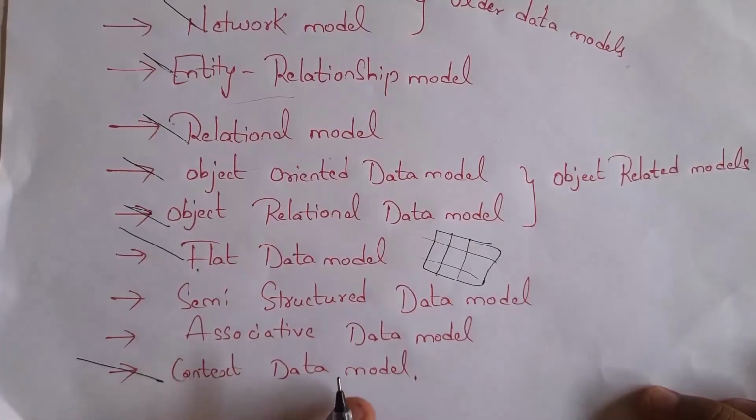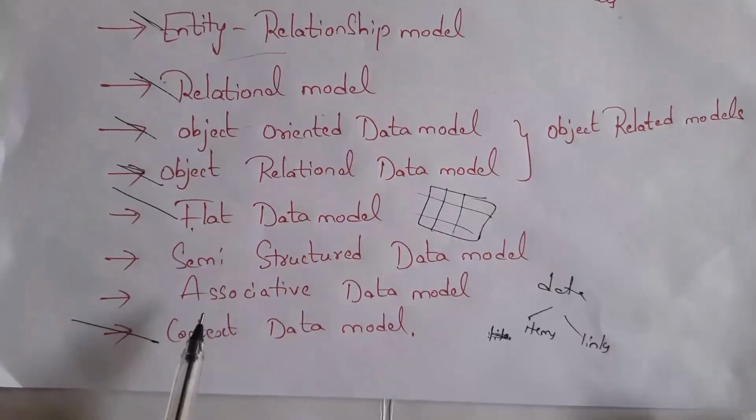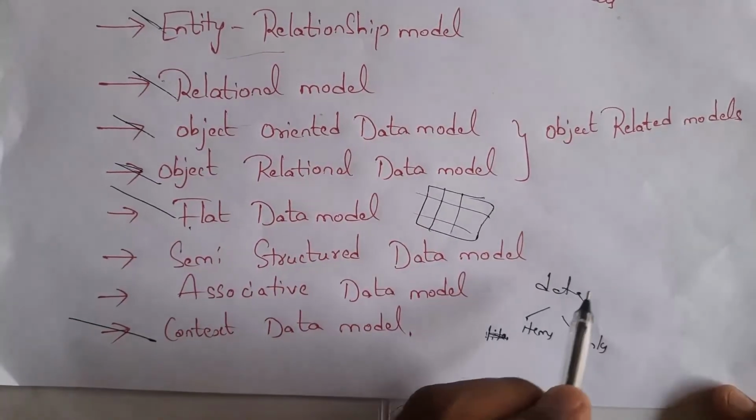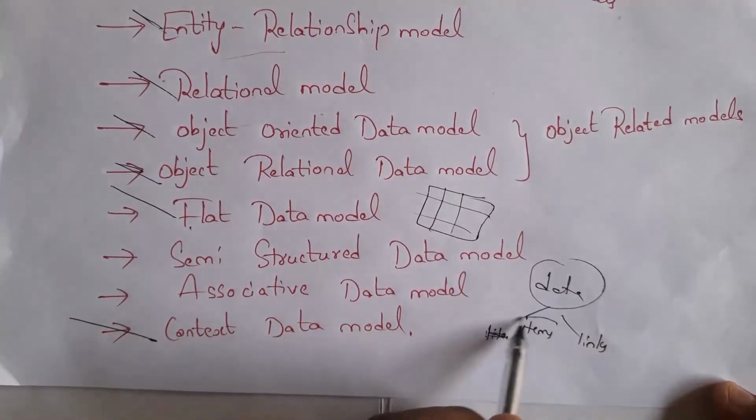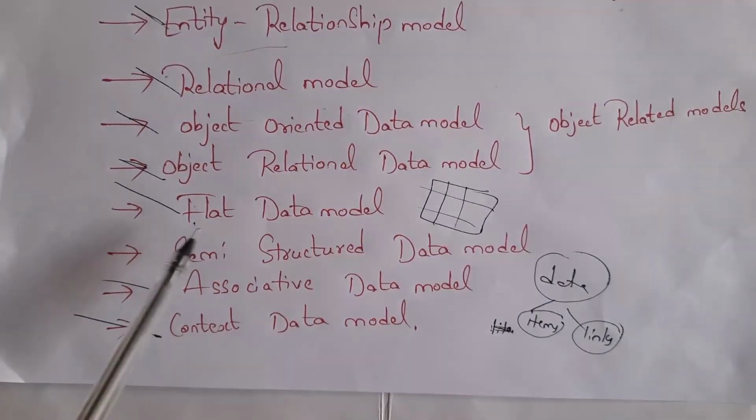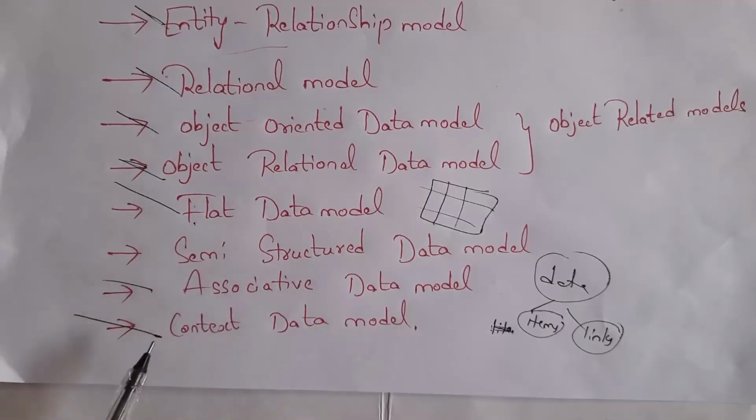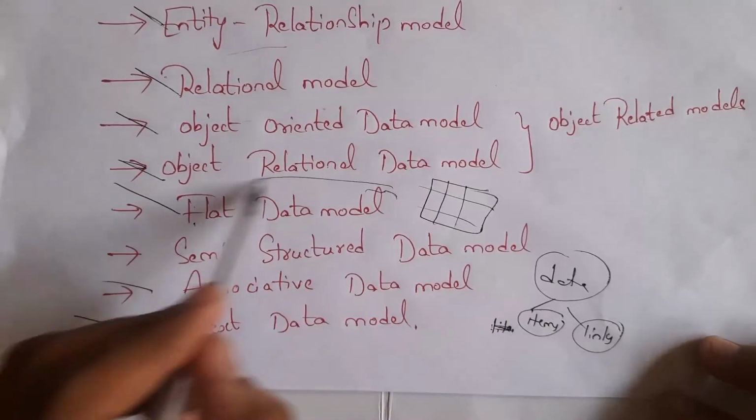Contextual data model is nothing but a combination of all models. Whereas in the associative data model, we will divide data into two parts. They are items and links. Guys, this flat data model, associative data model and contextual data model are not important. So you can ignore this.